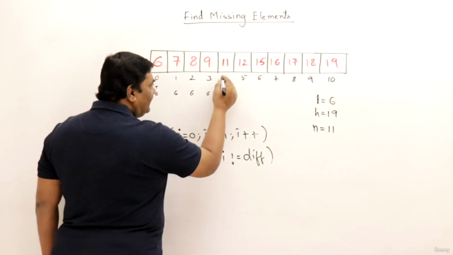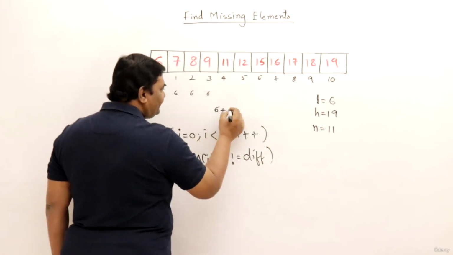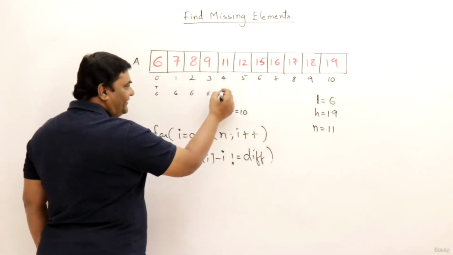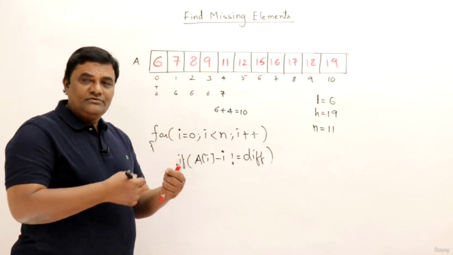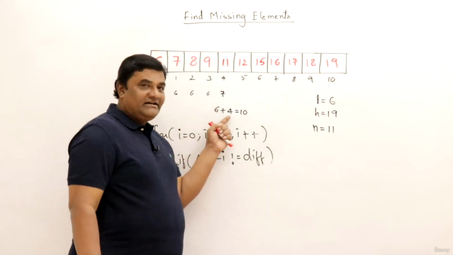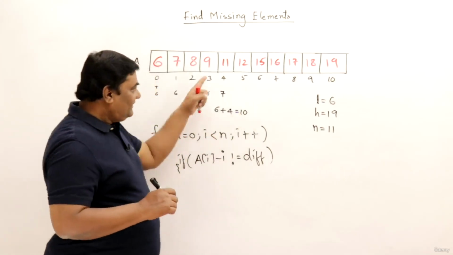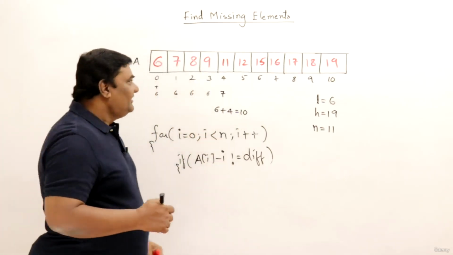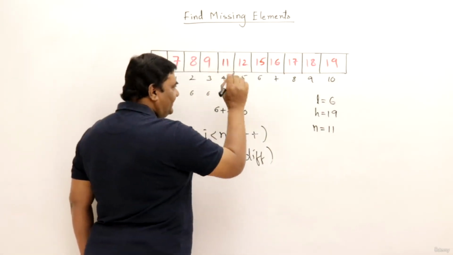What is that element? The difference was 6 and the index is 4. So the missing element is 10, but the new difference is 7. Yes, so I can know the missing element by taking the index as well as the difference. So I'll get the number 10. So 10 is missing, and from the missing element onwards the difference has changed. That is, 11 minus 4 is 7. So this is 7. Okay, continue.